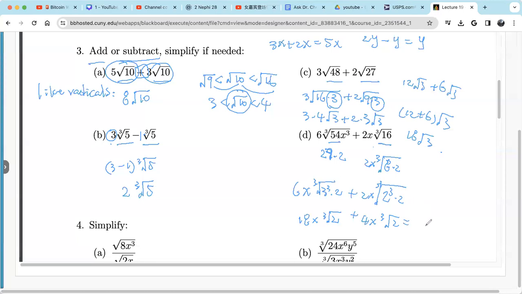Now we have cubic root of 2 as like radicals. So we just add 18 and 4. Well, 18 plus 4, 22. So 22 cubic root of 2 as an answer for this, as a simplified version of it.